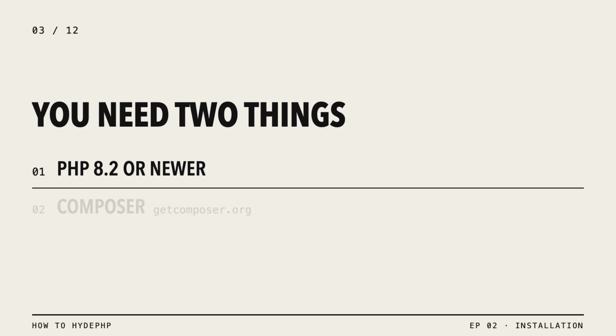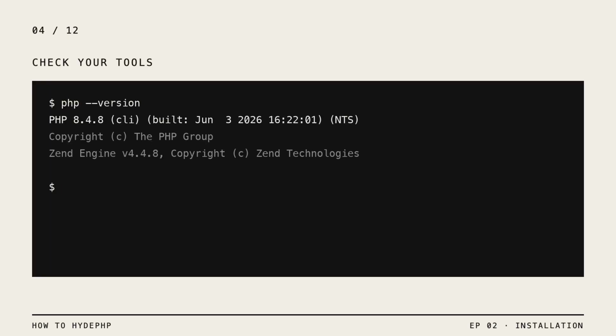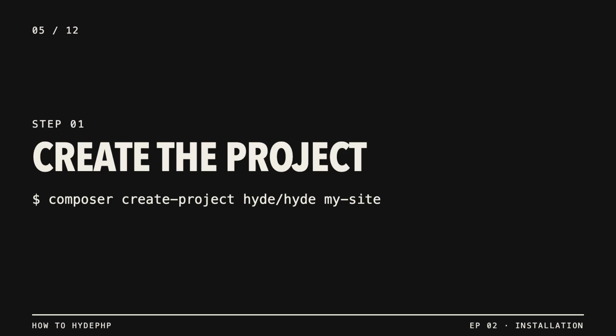Hyde needs PHP 8.2 or newer, and Composer, PHP's package manager. Check both from your terminal. php --version should print 8.2 or higher, and composer --version should print a version number. If either command is missing, install PHP from your package manager and Composer from getcomposer.org. Then come back. Now the install itself.